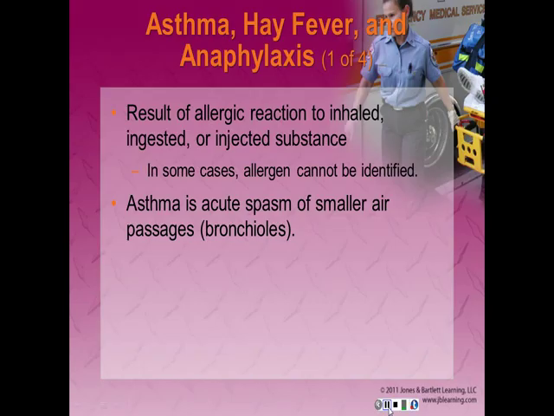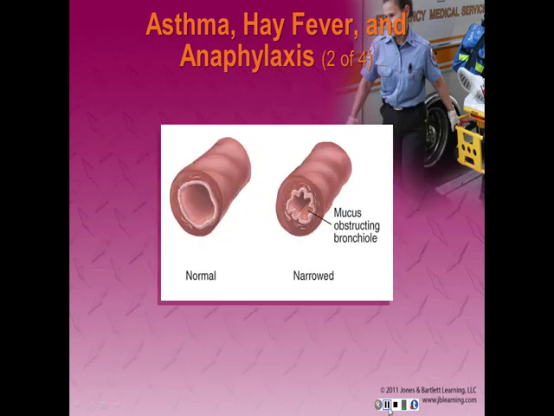Asthma, hay fever, and anaphylaxis. Asthma, hay fever, and anaphylaxis result from an allergic reaction to an inhaled, ingested, or injected substance. In some cases, we cannot identify the allergen. In asthma, an acute spasm of the smaller air passages or bronchioles occurs. It is associated with excessive production of mucus and swelling of the mucus lining of the respiratory passages. And approximately 22.9 million Americans had asthma in 2007.